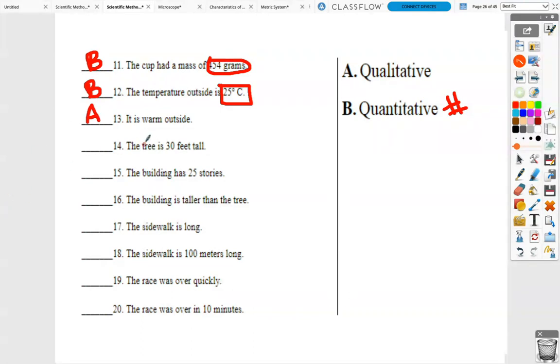Number 14, I'm saying the tree is 30 feet tall. If I have a number here, 30 feet tall, I can see that that is definitely quantitative. I didn't just say the tree is tall. I didn't say the tree is short. I gave a number with it. So that should help you get started on that, qualitative versus quantitative.